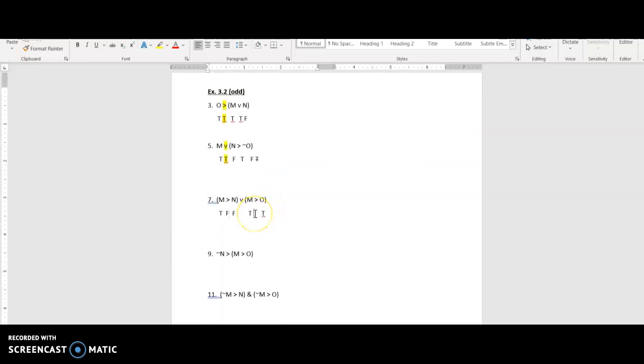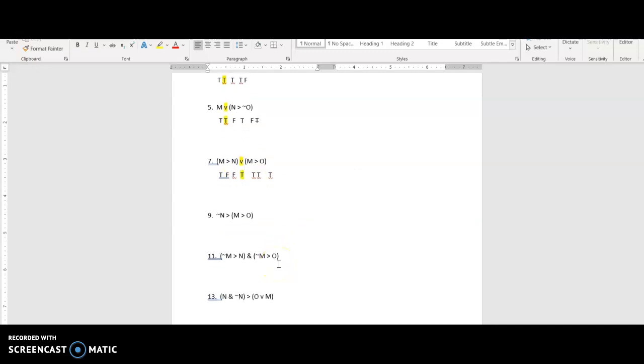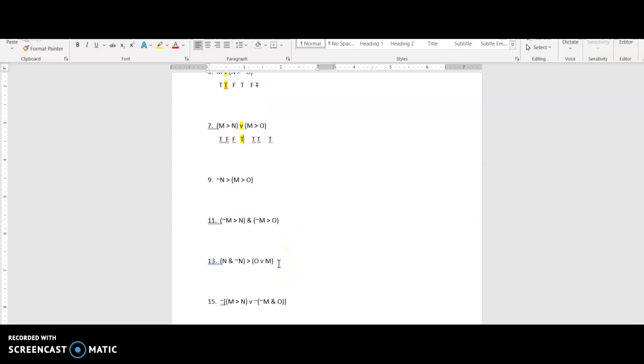But this one's true. So we have a disjunction, false or true, and we know as long as one disjunct is true, the whole thing comes out true. So again, that's the main operator. It's the only operator outside of parentheses. So 7 comes out true.